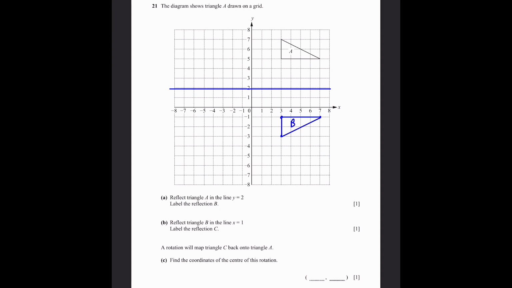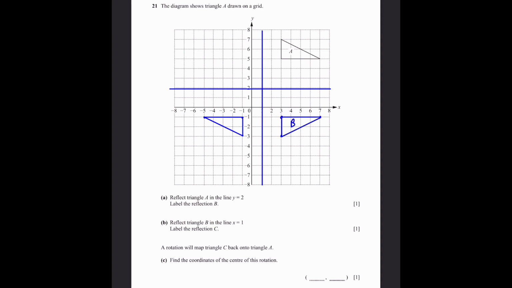B. Reflect triangle B in the line x equals 1, which is this line. Label the reflection C. Now we simply do the same thing we did last time, just horizontally. We see the distance and mark the points accordingly: 2, 2, 2, 2, 6, 6.